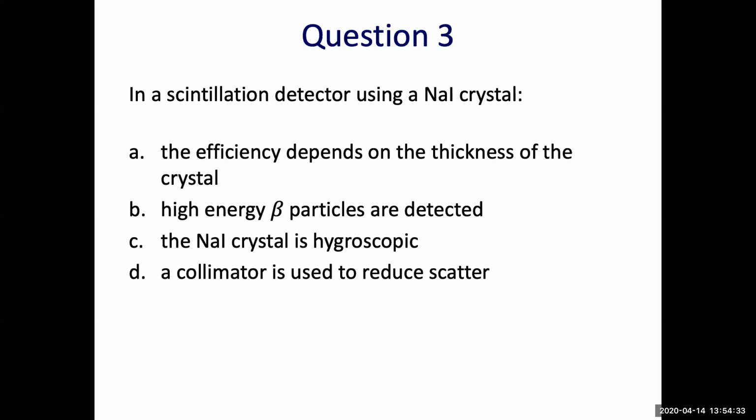Question. In a scintillation detector using sodium iodide crystal, this is multiple answers, okay? A, the efficiency depends on the thickness of the crystal. B, high energy beta particles are detected. C, the sodium iodide crystal is hygroscopic. D, a collimator is used to reduce scatter.